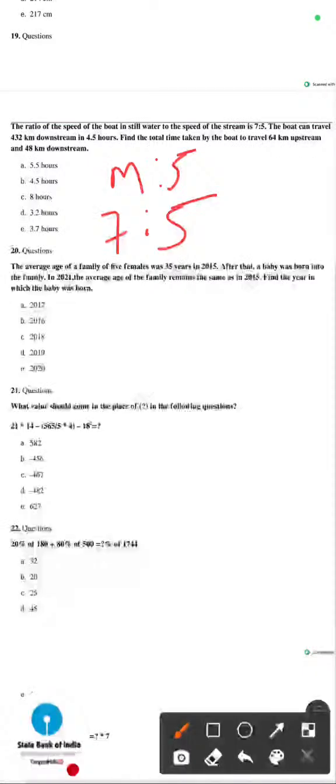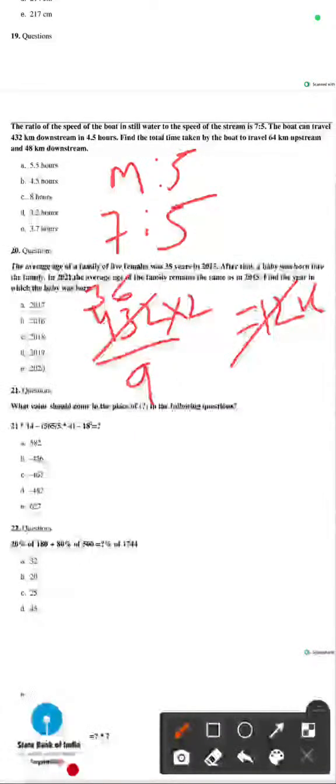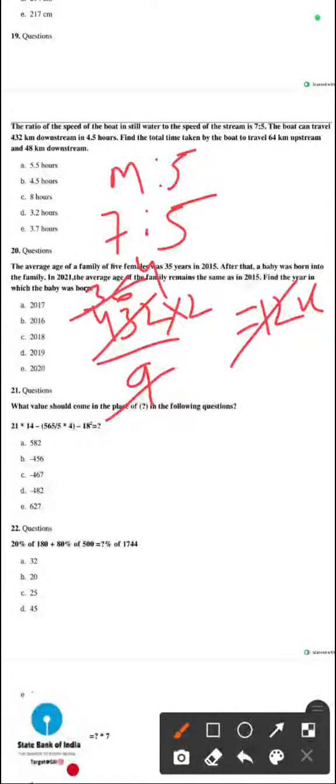The boat can travel 432 kilometers downstream in 4.5 hours. So instead of 4.5, we write this as 9 divided by 2. So the 2 comes to this side. The whole equals the downstream speed, which will be 7 plus 5, 12x. So 12, 3 times 36, 72 means 6 times 9, 4 times. Now we have 4, 2 times, which is 8. So 8 equals x.